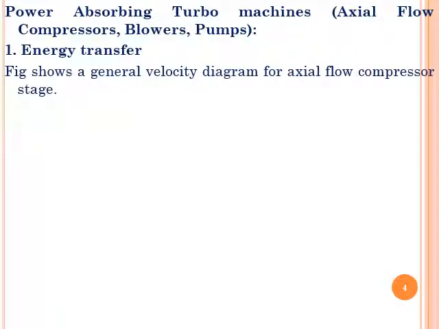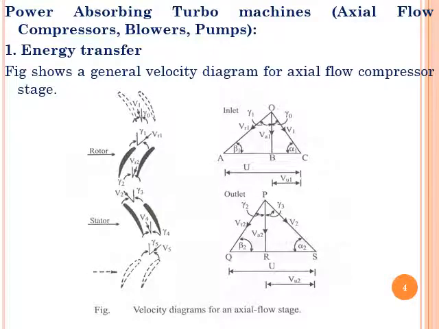Here the figure shows the general velocity diagram for an axial flow compressor stage. See this diagram. The inlet of the fluid takes place at the velocity V1, that is, the absolute velocity at inlet. Then the fluid flows through the rotor, and the relative velocity of the fluid is given by VR1, the blade angle is given by beta 1, and the corresponding angle for the absolute velocity at inlet is given by alpha 1.